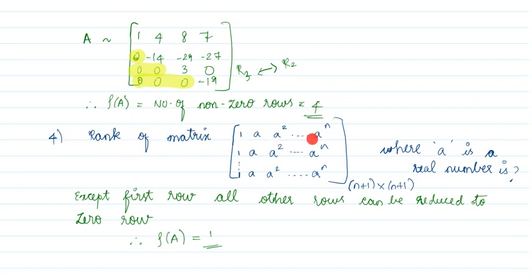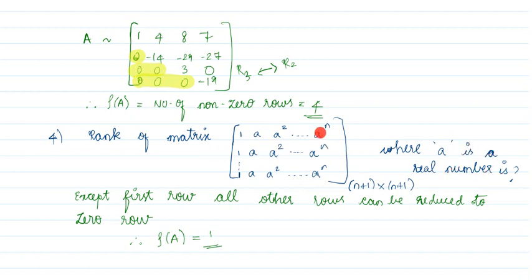This is one of the interesting problems, but very simple. It may look somewhat complex, but it is actually very simple. See, the matrix is given as a generalized expression: 1, a, a square, etc. up to a power n. The order of the matrix is n plus 1 cross n plus 1. It is a square matrix, where a is a real number.